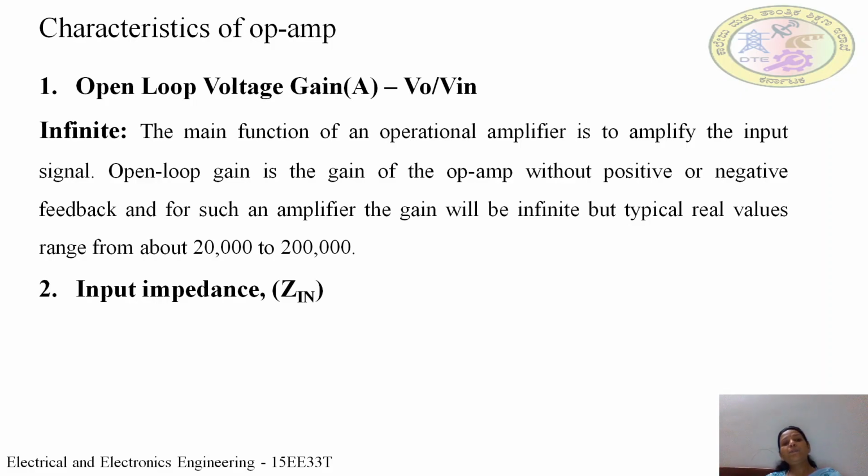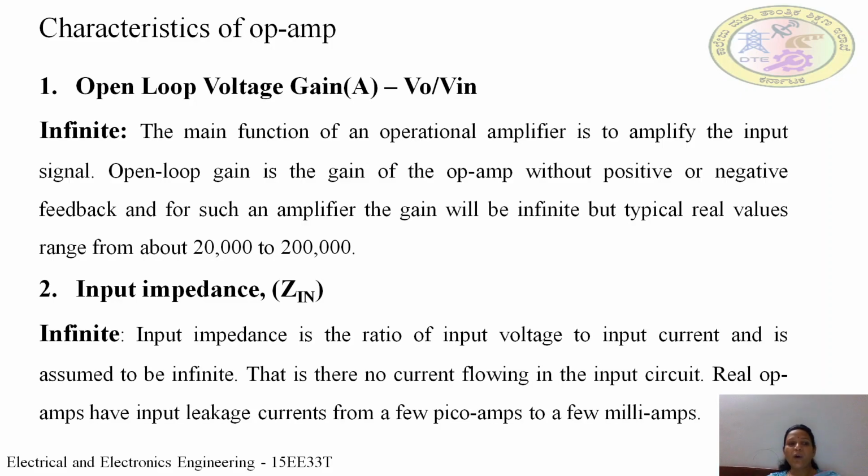Second one is the input impedance. We have already discussed this in the last session. The input stage of an operational amplifier is a two-input differential amplifier. This two-input differential amplifier gives rise to a very high input impedance, that is infinite. So ideally, operational amplifiers have infinite input impedance.